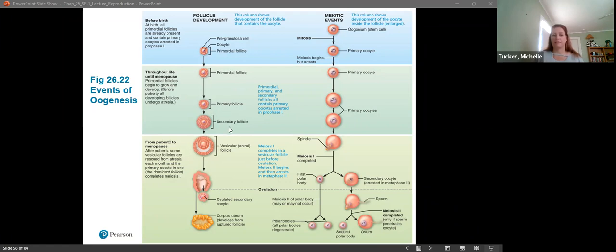Primordial to primary to secondary to antral. It has this fluid. Then to corpus luteum.